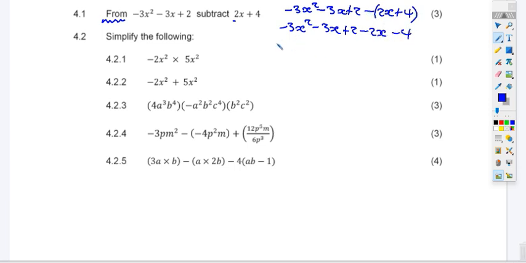Now collect like terms there. Negative 3x squared, does it have a like term? No, it's the only one, so it's minus 3x squared. Then the one with an x, and this is with an x, minus 3x minus 2x. Both of them are negative. So what does it give us? It's minus 5x. And then we have a positive 2 and a negative 4. And this one gives us a negative 2.